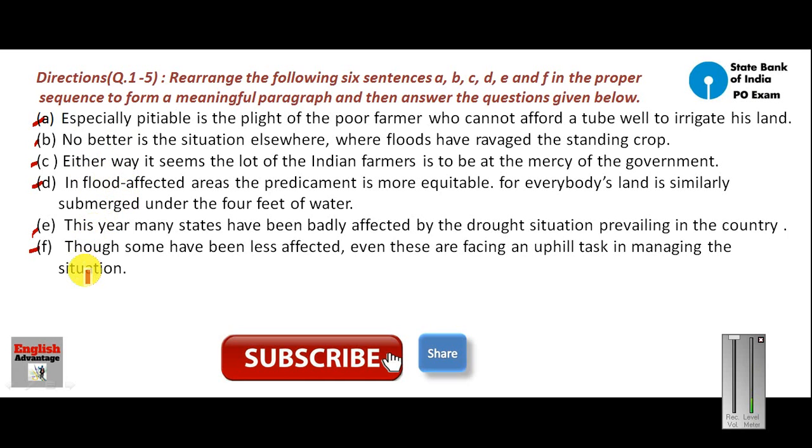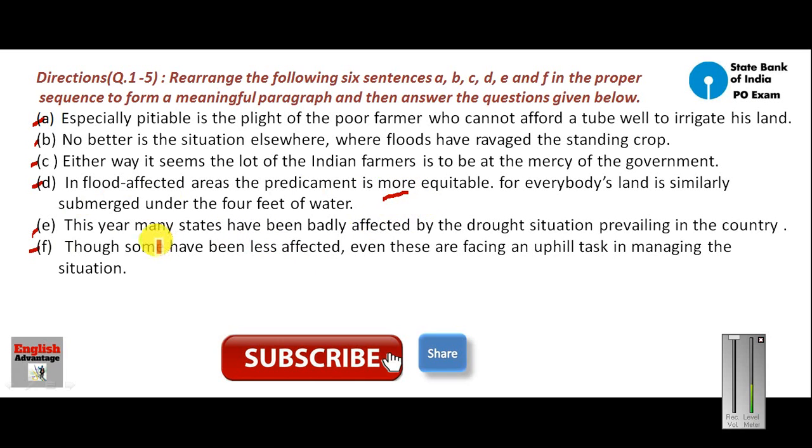The sentence with "though" is a conjunction, and normally a paragraph doesn't start with a conjunction. So out of these sentences, "In flood affected areas" and "This year" can start the paragraph. The most appropriate starting is "This year", because this is the most appropriate phrase for starting a paragraph. If you are starting an article or a paragraph, normally you cannot say "In flood affected areas the predicament is more." Again here there is the word "more", so you are doing a kind of comparison. Before this comparison, a positive degree sentence should come.